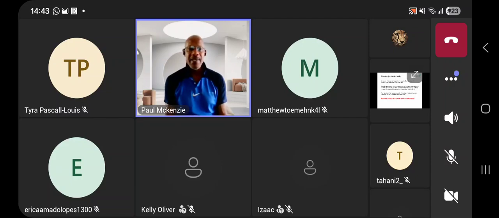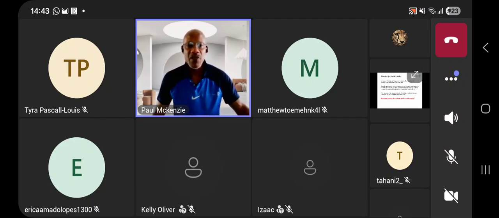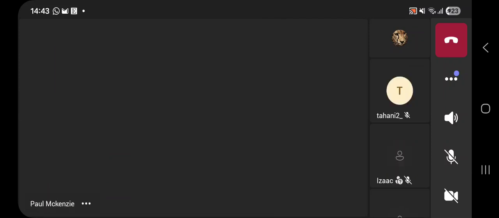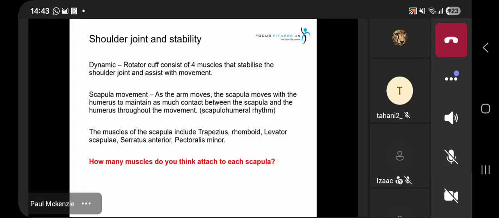So what I have added now is a question here: how many muscles do you think attach to each of your shoulder blades or your scapula? Let's have a quick guess. How many do you reckon is attached to each one?